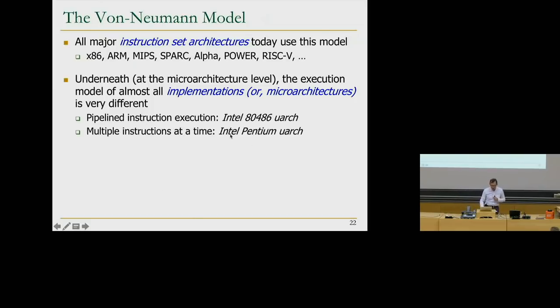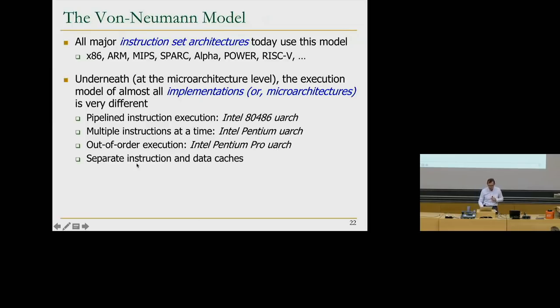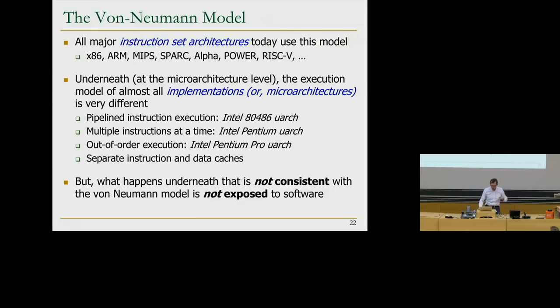It's a pipeline. But that's actually against the von Neumann model, but the programmer doesn't see this. Right? You can do multiple instructions at a time. You can do out-of-order execution, and we will see these. And you can separate instruction and data caches, as one of you mentioned, which also breaks the von Neumann model, because you have separate pieces dedicated to instruction and data. So what happens underneath that is not consistent with the von Neumann model is not exposed to the software. That's the key. That's the difference between ISA and microarchitecture.